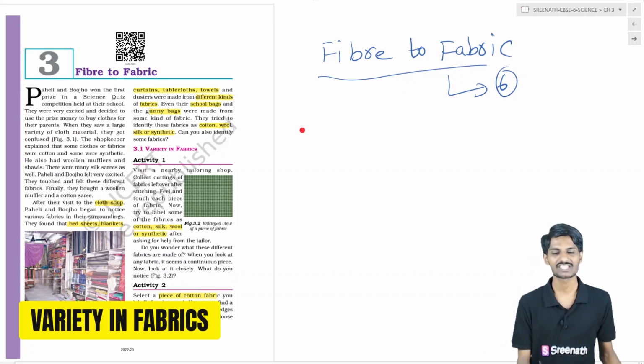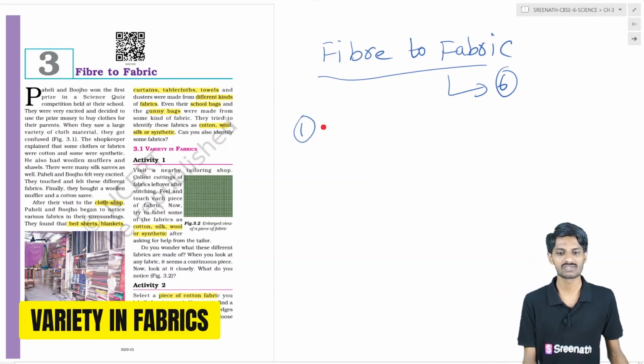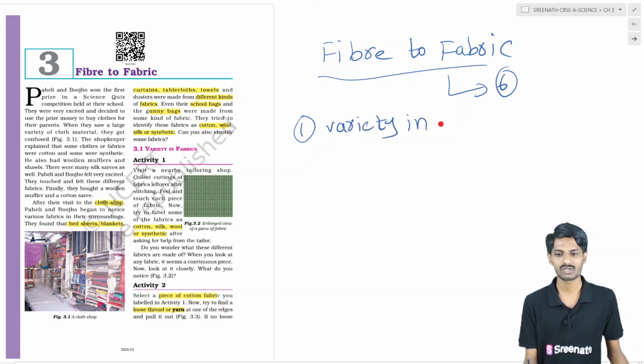Now we will discuss each topic in detail. What is the first topic? That is variety in fabrics. What are the different types of fabrics we have currently?